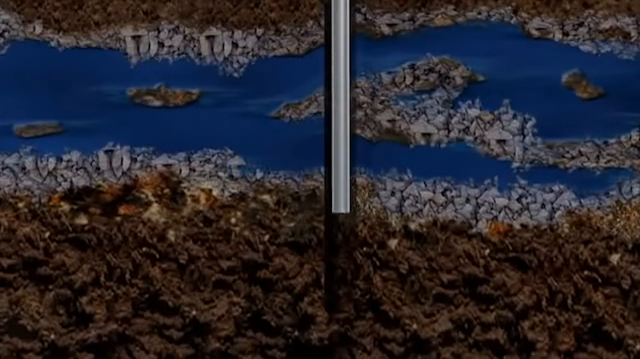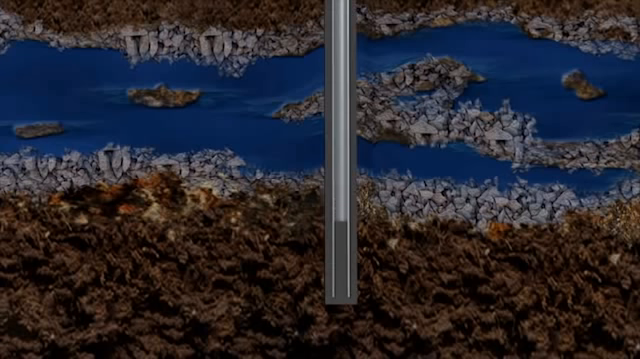Once the hole extends below the deepest freshwater aquifer, the drill pipe is removed and replaced with steel pipe, called surface casing. Next, cement is pumped down the casing. When it reaches the bottom, it is pumped down and then back up between the casing and the borehole wall, creating an impermeable additional protective barrier between the well bore and any freshwater sources.